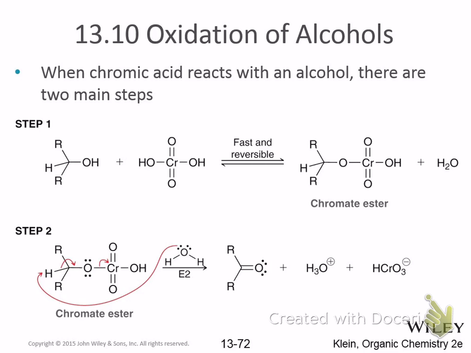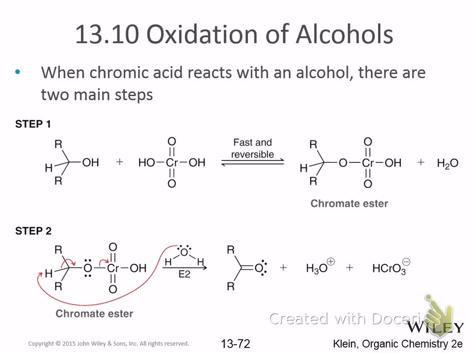You have the chromic acid with the alcohol, fast and reversible chromate ester. The steps that I put in here with the protonating of the chromic acid and the attack of the nucleophile and then the water leaving, right? They left all those steps out. There's the formation of the chromate ester.